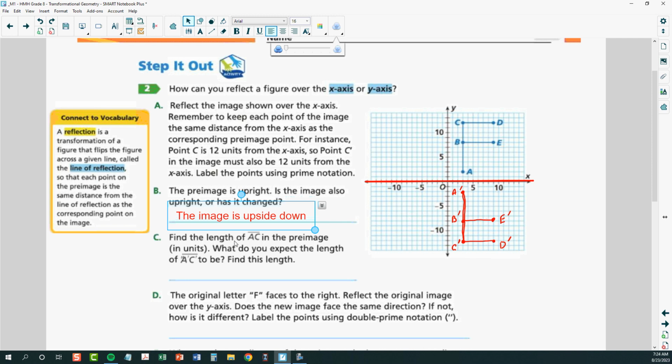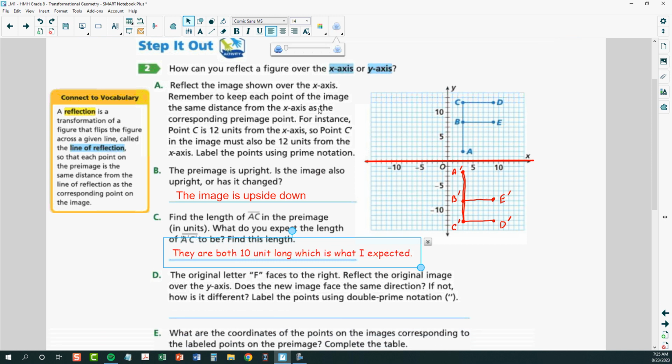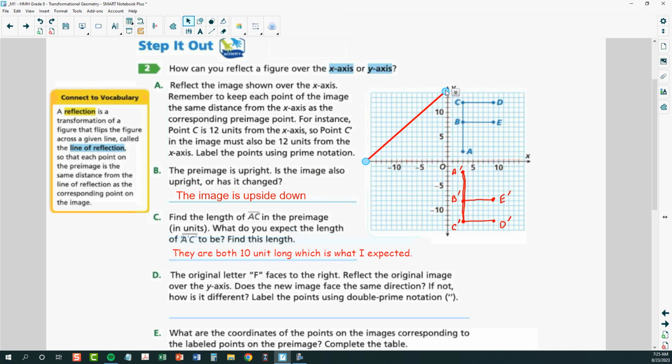Find the length of AC in the pre-image from A to C. That's 10 units. This must be 10 units as well. So this right here is 10 units. All right, now I want you to now, can you do the same thing now over the y-axis, okay? Over the y-axis right here.